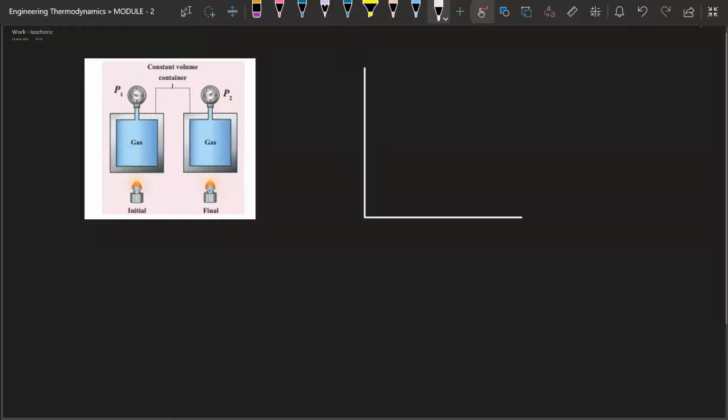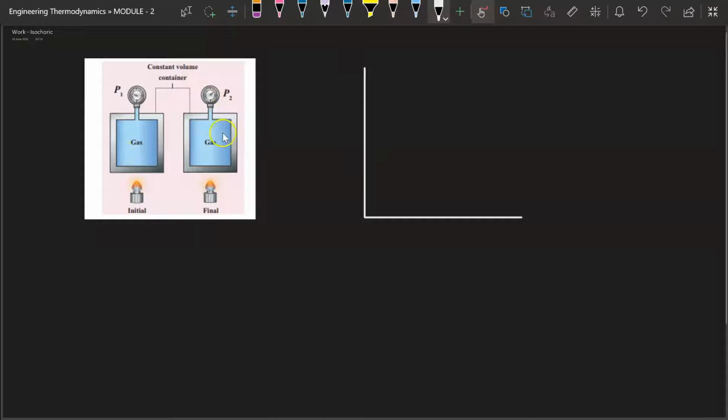Isochoric process is nothing but a constant volume process. If you look at this figure, you will understand. See, we have at state 1 a closed vessel being heated. What happens? The gas, when it gets heated, will be trying to expand, but as the vessel has a constant volume, the expansion cannot happen, and thereby the pressure will be increasing.